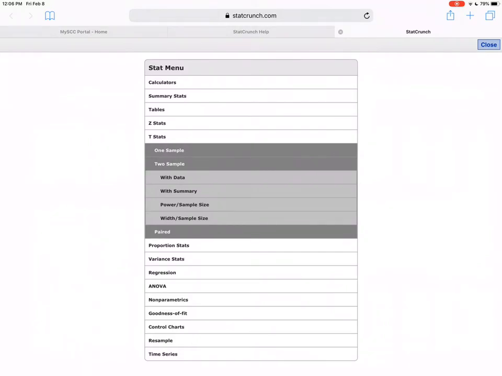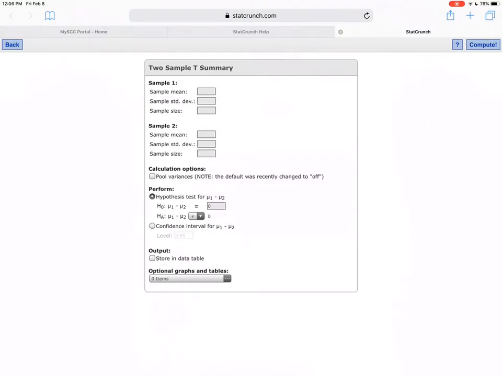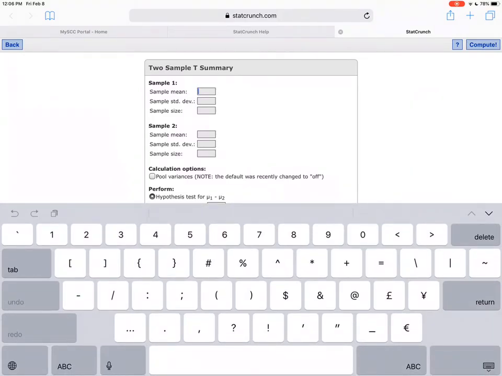So if you have not seen this already, in StatCrunch, you're just going to go to your stat menu like you always do, but you're going to go to T-stats when the population standard deviation is unknown. This is two sample because we're comparing, and this is a case where we have the summary statistics. All right, now I'm going to go through and input my information from this problem.